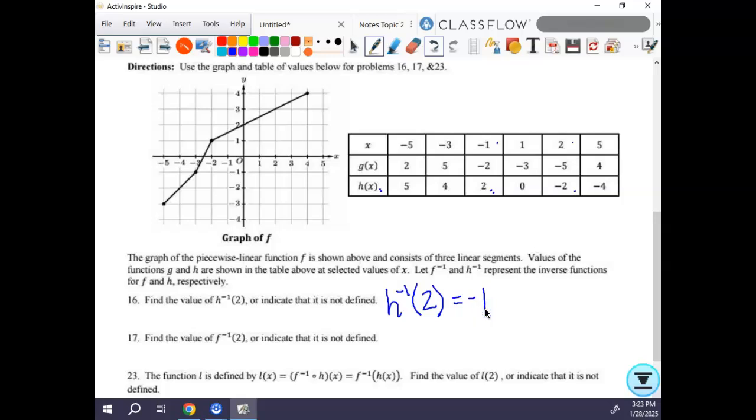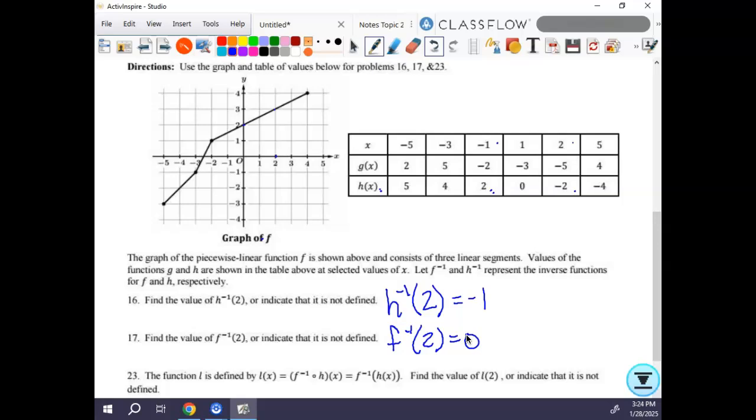All right, find the value of F inverse of 2. So here's F. Now again, F of 2, I would go here and here, but I want F inverse of 2, which means I find the Y value of 2 and answer with the X value, which is 0. So F inverse of 2 equals 0.